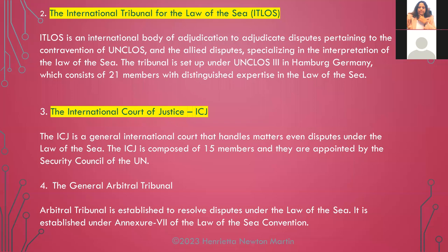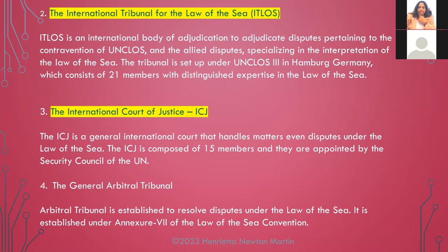Next, we have the International Court of Justice, or ICJ. The ICJ is a general international court that we all know, and it handles matters, even disputes under the law of the sea. So even a high seas dispute or a maritime boundary dispute can also be referred to the International Court of Justice. The ICJ is composed of 15 members, appointed by the Security Council of the United Nations.